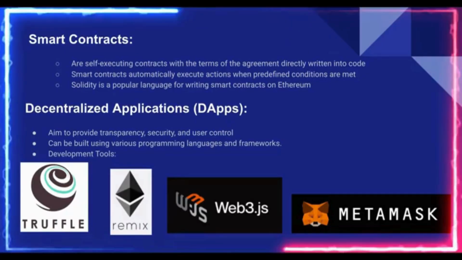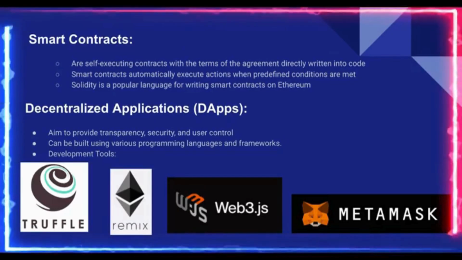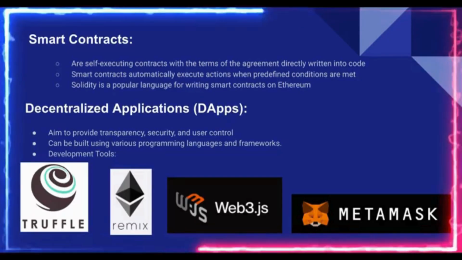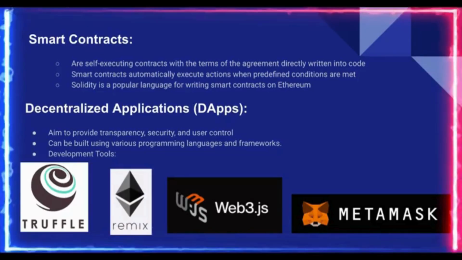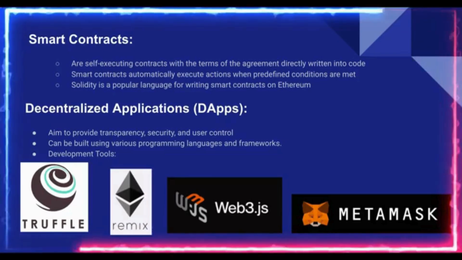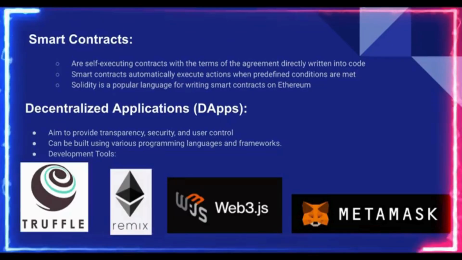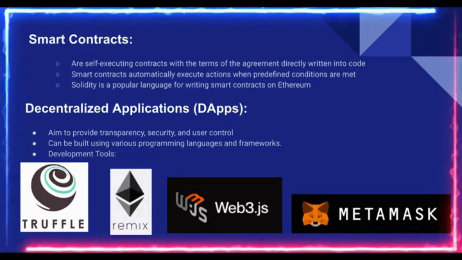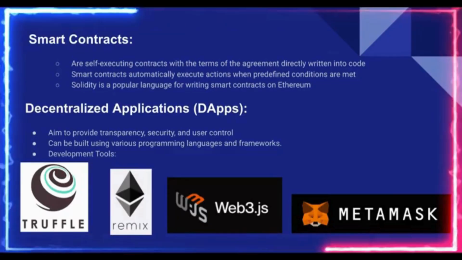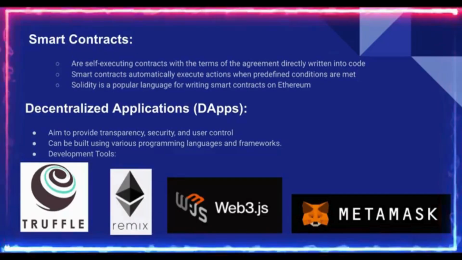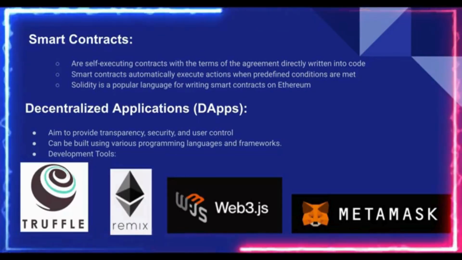The development tools that are used are Truffle, a development framework for Ethereum, simplifying smart contract development, testing, and deployment. Remix, an online Solidity IDE for writing, testing, and debugging smart contracts. Web3.js, a JavaScript library for interacting with Ethereum-based applications from web browsers. MetaMask, a browser extension wallet that allows users to interact with Ethereum dApps. There are also various other tools that you can use based on the needs of your application, but these are some good examples.